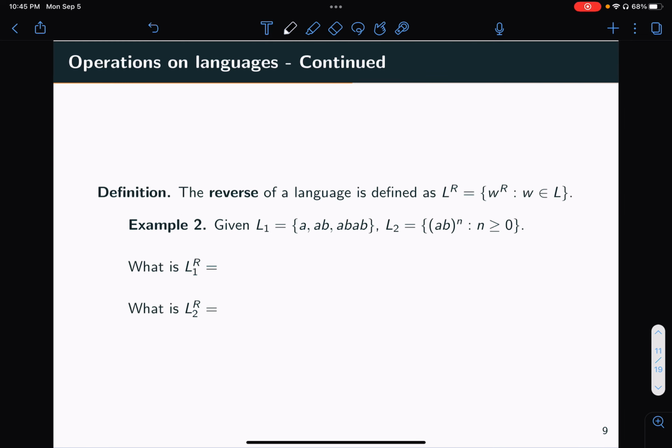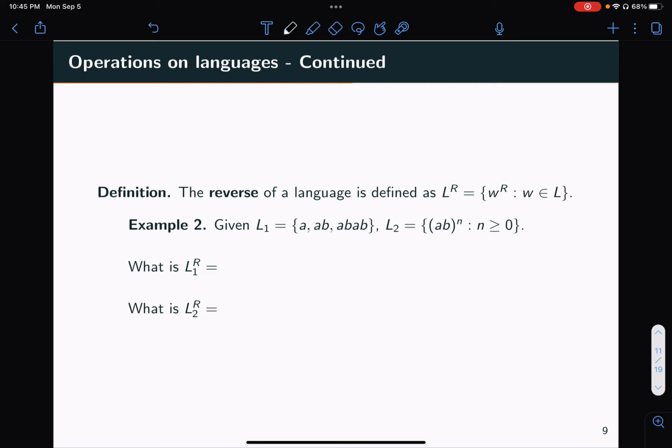Okay, so those are the classic set operations now applied to languages. Now there's some more language-specific operations. The first one is the reverse. So the reverse of a language, which is written L^R, or just L reverse, is defined as taking each string in L and then reversing it, okay? So what does that look like?